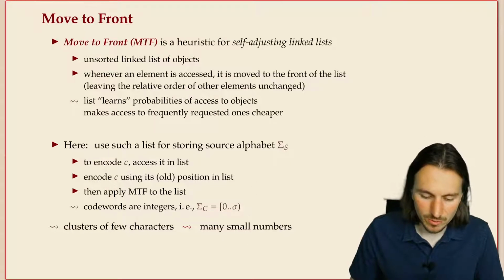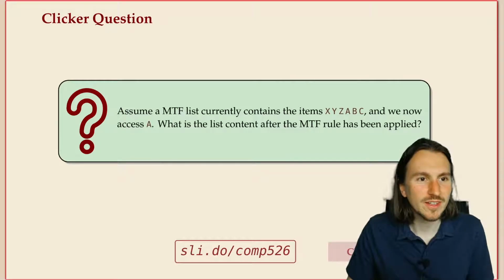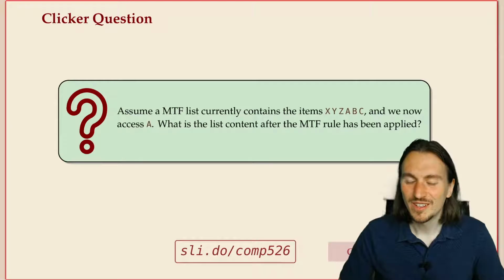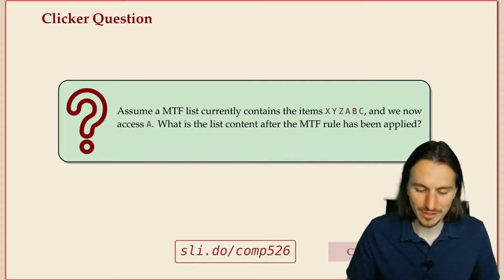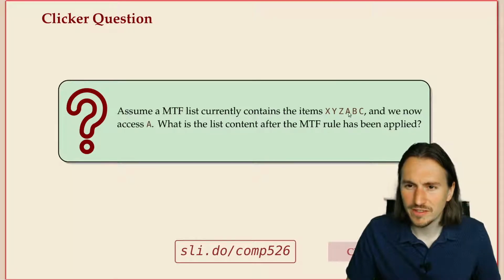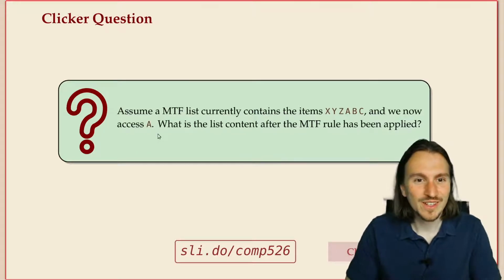Okay, this is what it leads to. Let's see an example first. To get started, I want you to practice the move to front rule itself. You have a move to front list, as I just described it, where whenever you access something, you put it to the front. This is the current content. Now you access A. What is the list content after this single access?